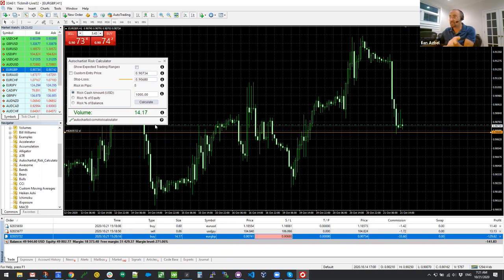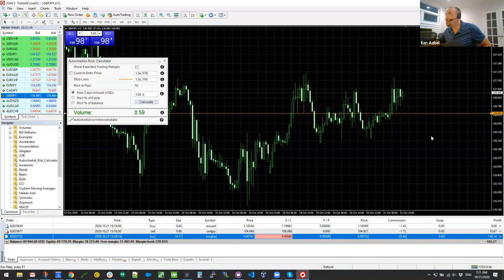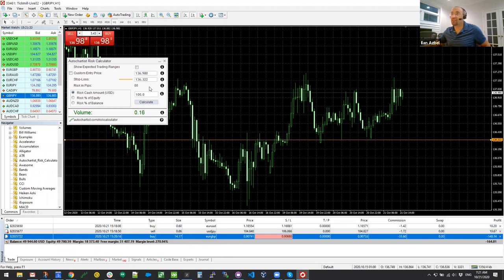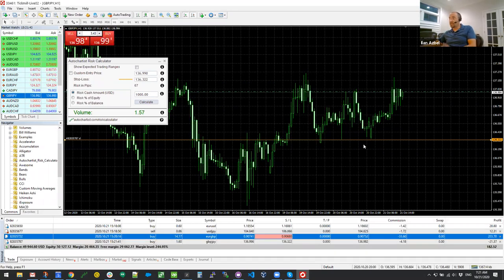We can make the numbers more realistic if we like. Let's look at something like GBP-JPY, which, if any of you trade that, is the killer of all traders. So let's trade GBP-JPY with a stop loss around this level over here, 66 pips away. I want to go long, risking $1,000. Let me set my stop loss to be here and my volume to be 1.6, and I'll buy at market. Okay, cool.